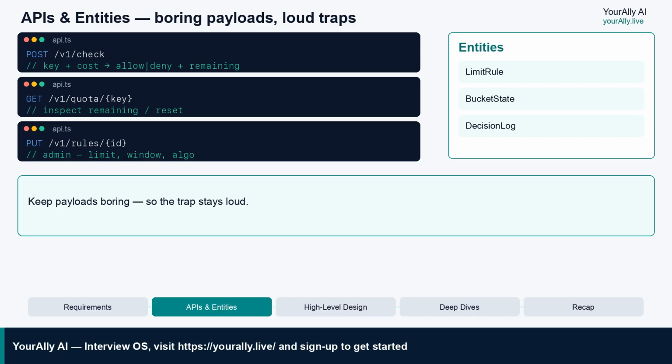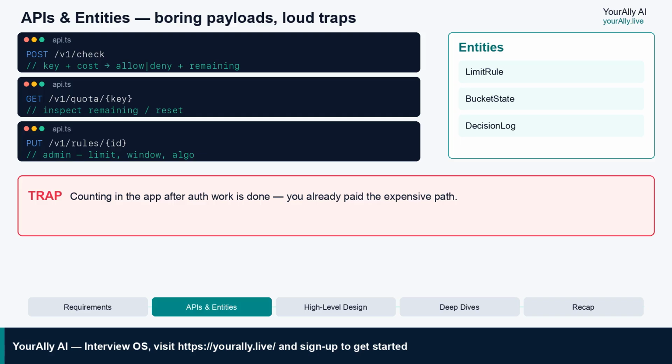Entities. Limit rule: template, limit, refill or window, algorithm, scope. Bucket state: tokens and last refill, or your sliding structure. Decision log, sampled, async for forensics. Never require a log write before you return deny. Trap: counting only inside the app after auth, decode and validation. You already paid the expensive path before you said no. Staff move: identity aware checks as early as trust allows, coarse anonymous limits even earlier at the edge. Say that trap before you name Redis.